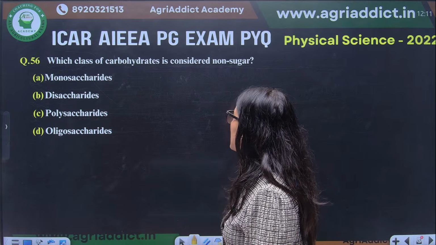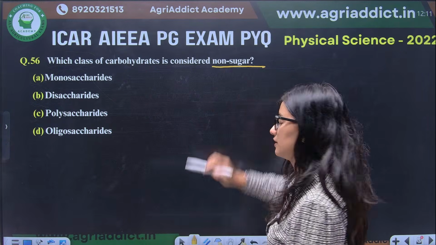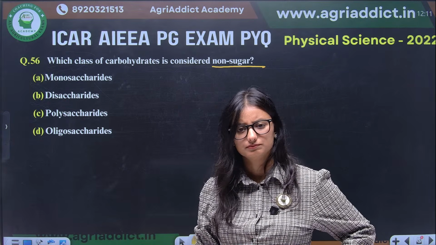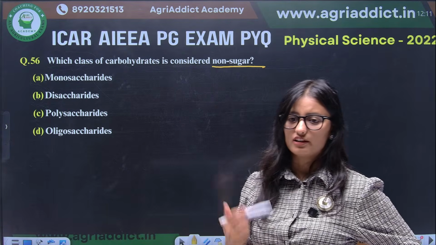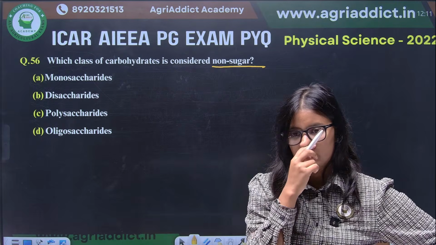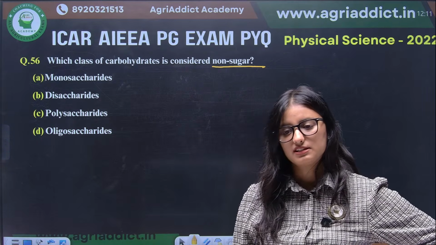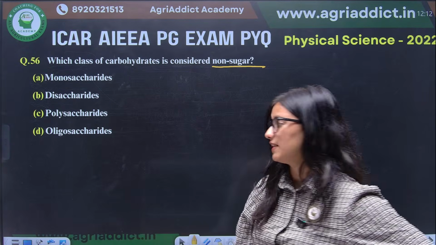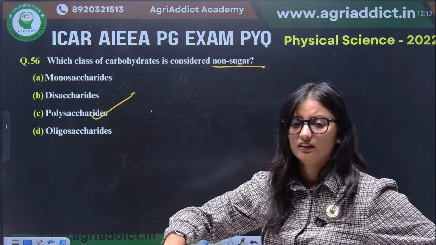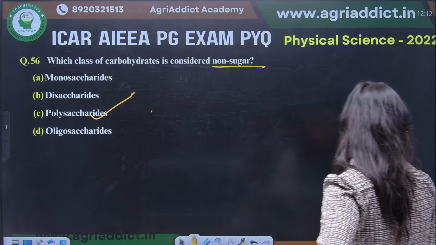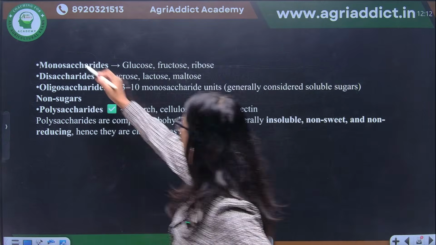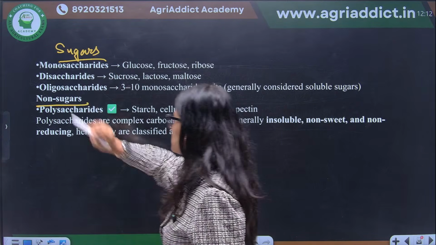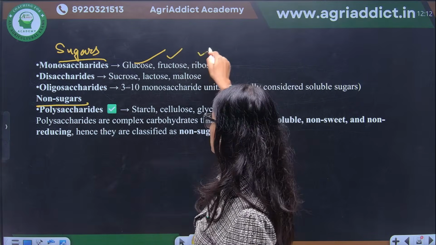विच क्लास ऑफ कार्बोहाइड्रेट इज कंसिडर्ड एज नॉन शुगर? किसको हम नॉन शुगर बोलते हैं? Again, there is lot of question of these oligosaccharide. Why it is D? C. Very good. Polysaccharide. So there are two groups. These are sugars and these are non-sugars. So sugar contain glucose, fructose, these and these.